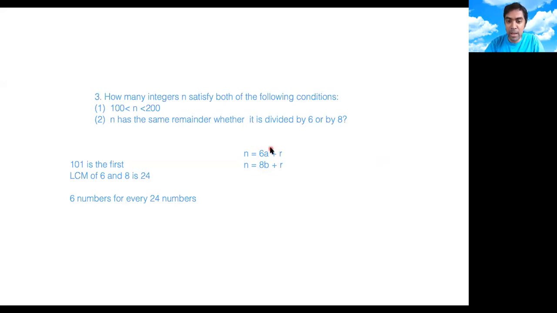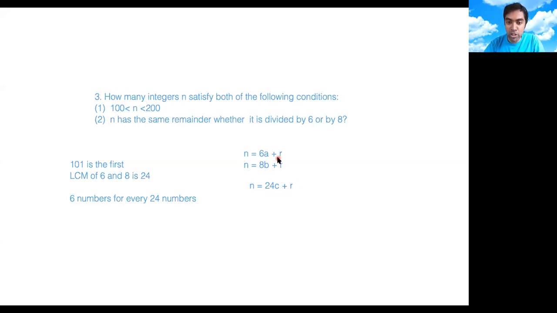So if this 6a and 8b are the same number, that means this must be a multiple of 6 and a multiple of 8. So that should mean that this number is a multiple of 24, right? If it's a multiple of both 6 and 8, then it should be a multiple of the least common multiple. So in other words, what you can say is n is equal to 24 times some number plus r, and then it should satisfy both of these, right? So then it comes down to what should be the possible values of r here.